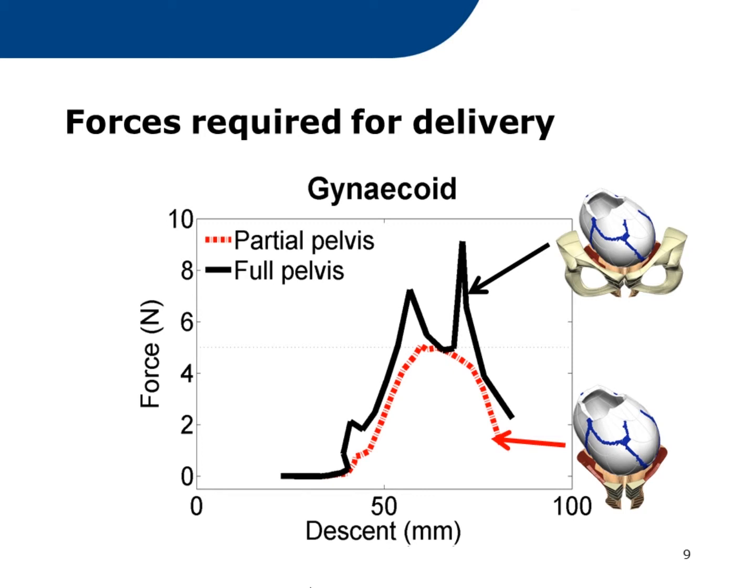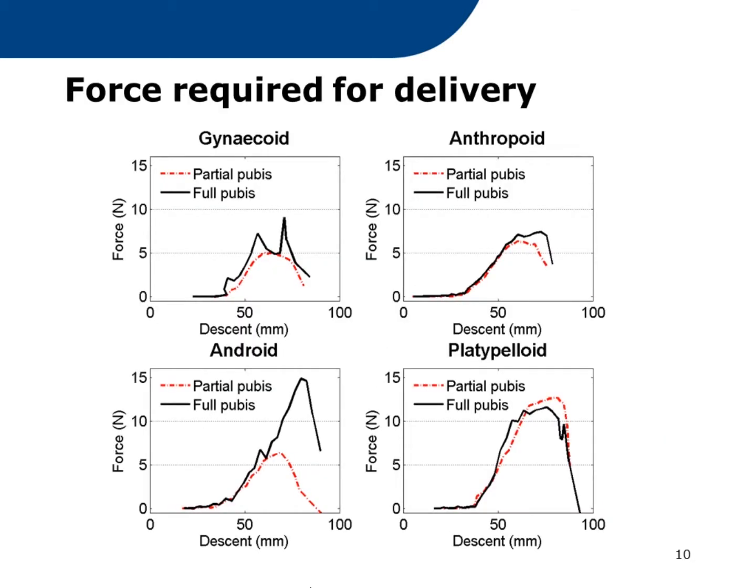Incorporation of the full pelvis gave rise to an 80% increase in maximum force required for delivery for the subject. Similar force increase was also found for anthropoid and android pelvis. And the incorporation of the android pelvis gave rise to the maximum percentage increase in force required for delivery. But the force decreased slightly for the platypelloid type. It's possibly due to the very wide subpubic angle, which imposed little extra constraint when the full pelvis was present.